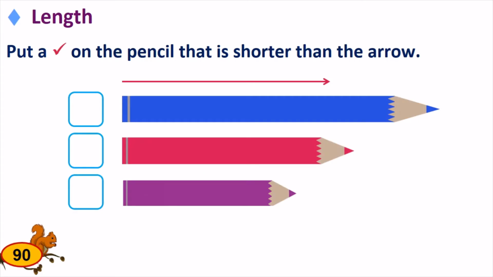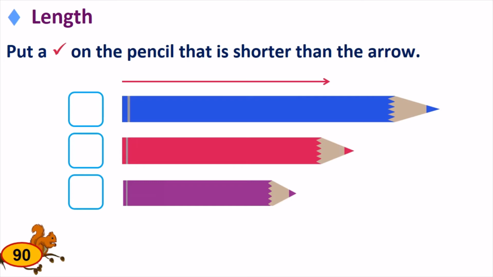On page number 90 you can find some exercise based on length. Let's solve that. Put a tick on the pencil that is shorter than the arrow. Now you all can see an arrow on the screen. There is a red color arrow. Yes or no? Yes. So we have to put a tick on the pencil that is shorter than that arrow.